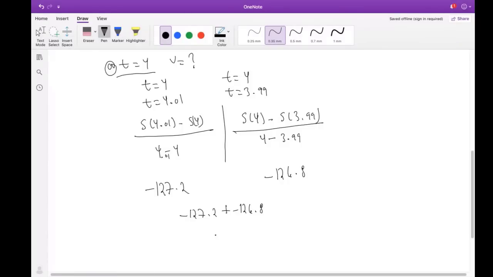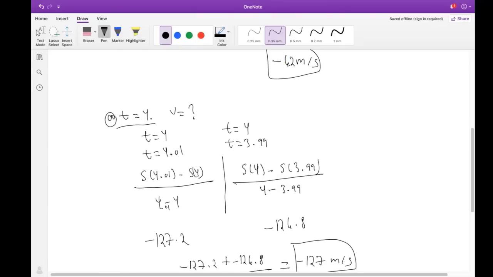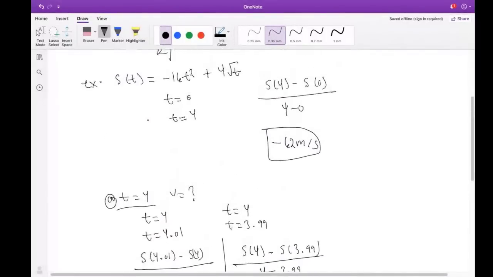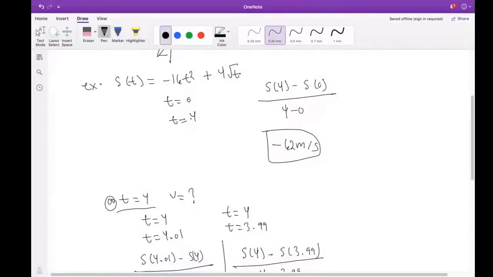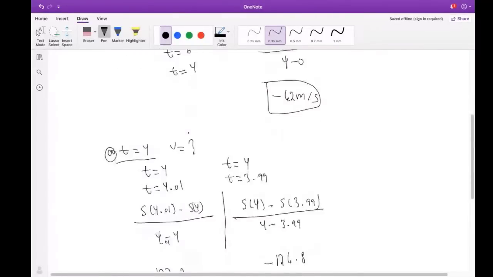And we will end up getting negative 127 meters per second. So that's a pretty basic concept, but it's just giving you the difference between if you're looking for the instantaneous velocity at a point t equals something, or if you want the average velocity between two distinct t values.